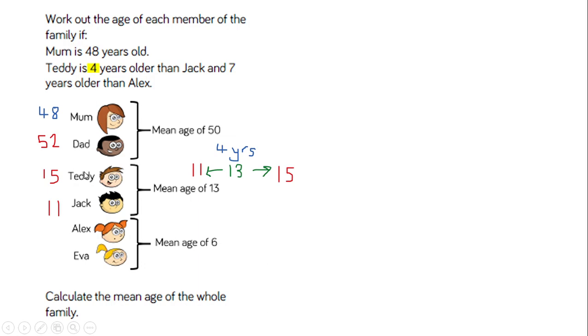Okay, now the next bit of information from the question is that Teddy is 7 years older than Alex. So if Teddy is 15, then Alex must be 8. Now we know that the mean age of Alex and Eva is 6. So there's 2 of them, so the total must be 12. So what do we have to add to 8 to make 12? We add 4. Okay, so well done if you got all of those right.